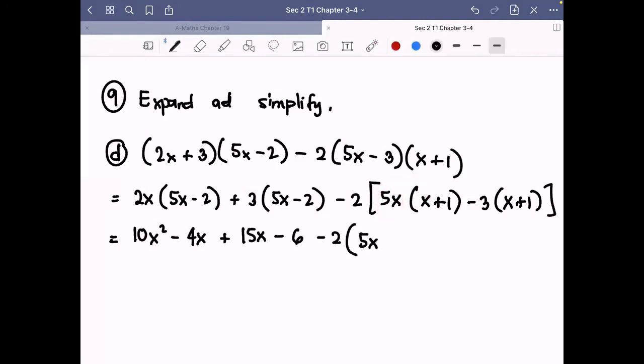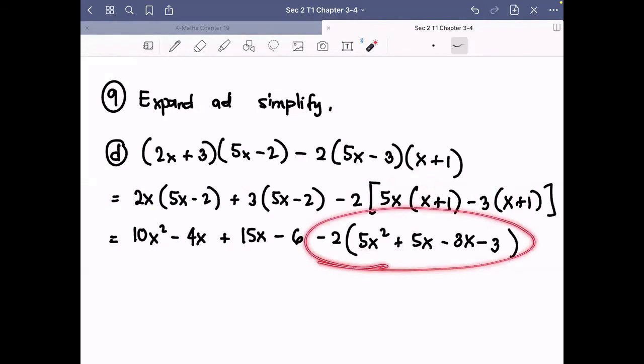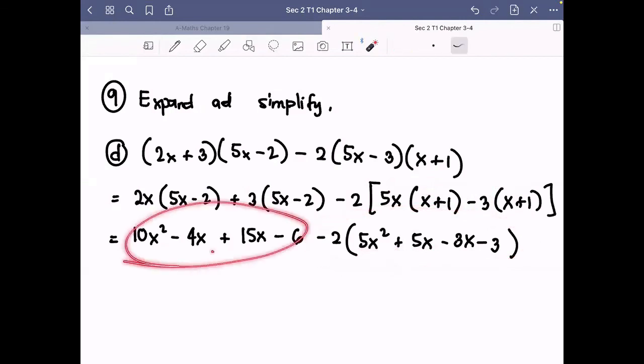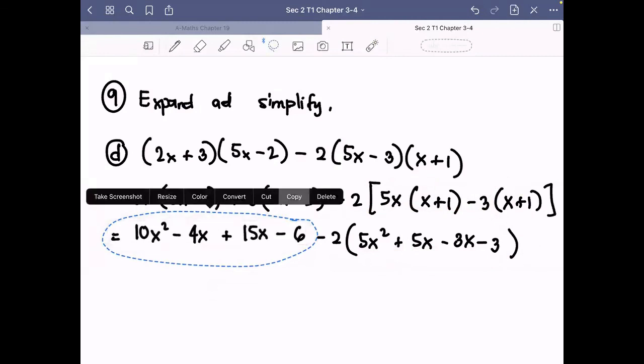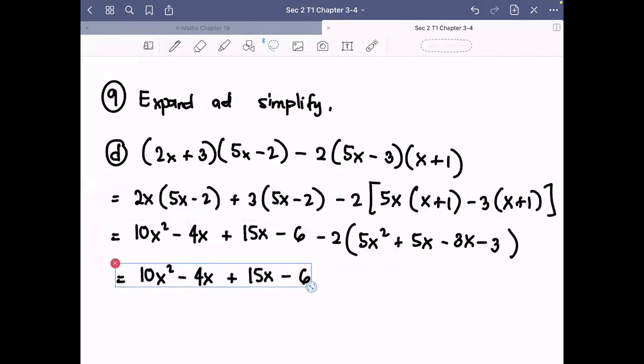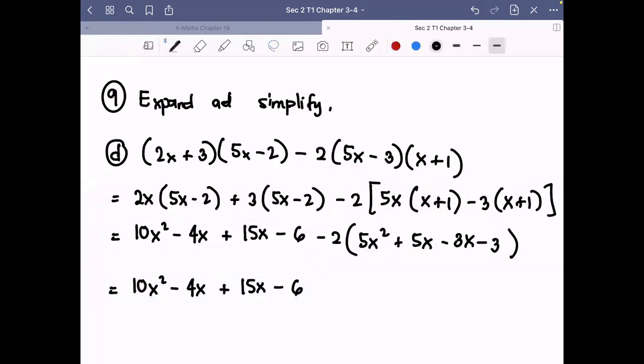So this gives me 5x squared plus 5x, and then minus 3x minus 3. So again this one, then minus 3 times x plus 1 for this one. And then we still need to simplify this. So what are we going to do? Just bring down this one. Okay, something like that. And then you just distribute this with everything inside the bracket.